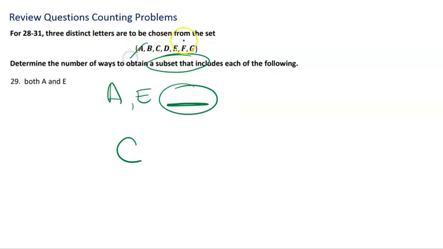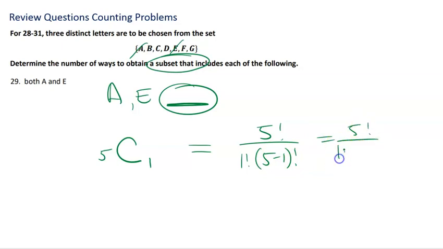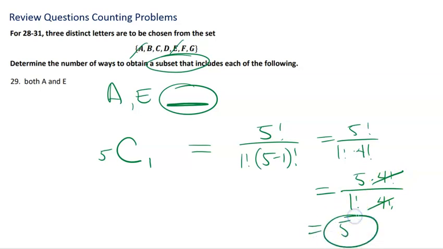Now, A is out, E is out. Because for a subset, I can't reuse them. That means I have 1, 2, 3, 4, 5 letters to choose from, B, C, D, F, and G. And I'm only trying to pick one of them. And so I can do 5 factorial divided by 1 factorial. Also divided by 5 minus 1 factorial, which is 5 factorial over 1 factorial times 4 factorial. I write the top one down to just above the bottom one. So that's going to be 5. If I put the 4 factorial, we'll see it cancels with this 4 factorial, and the 1 factorial is there, which is just 1, and 5 factorial divided by 1 factorial is just 5. There are 5 possibilities for this.